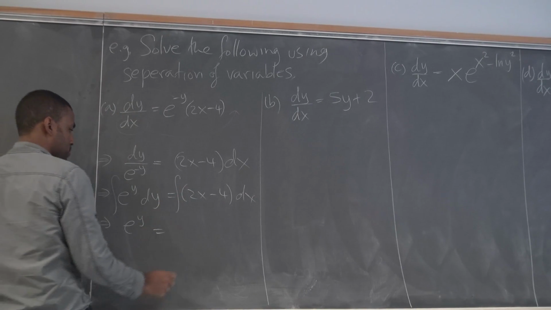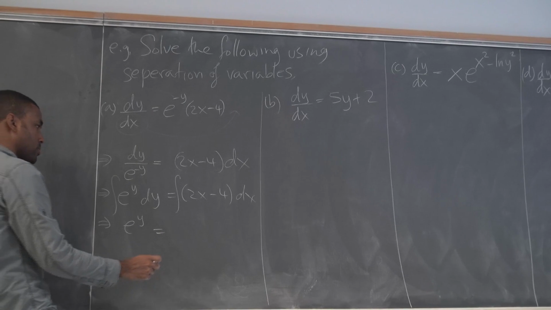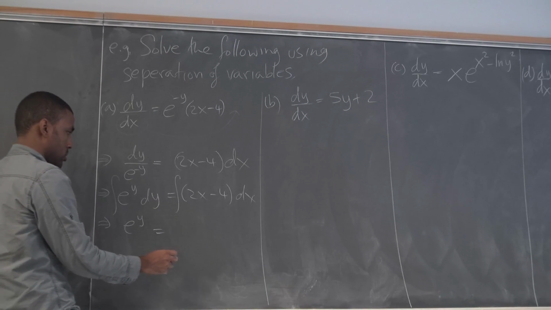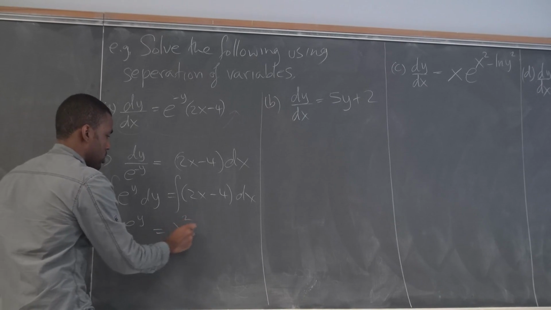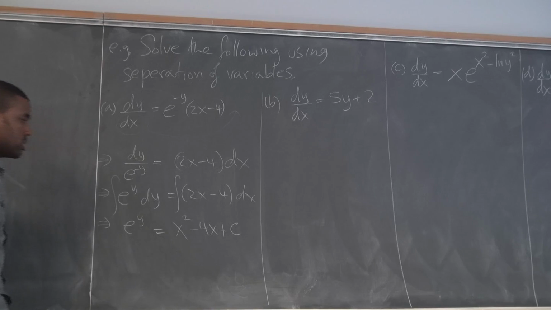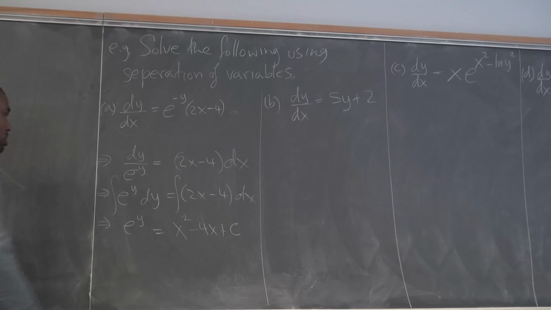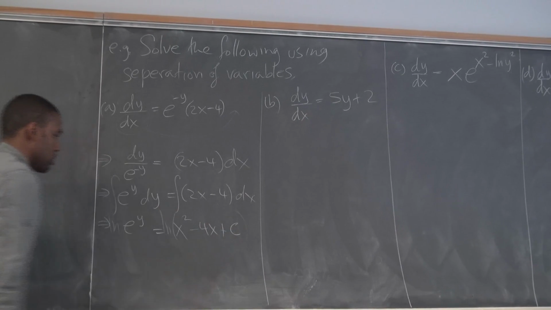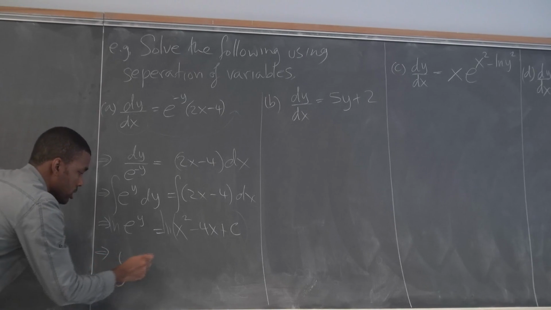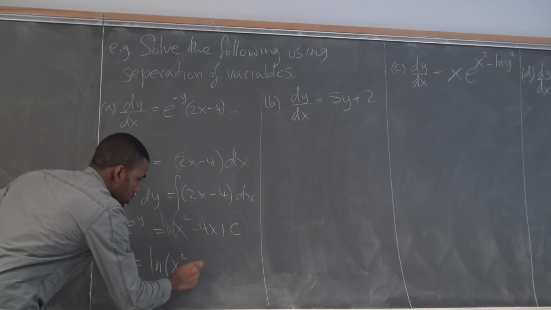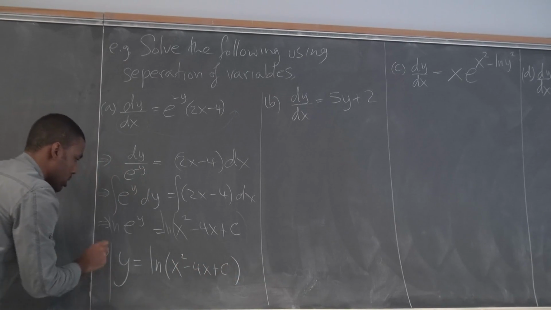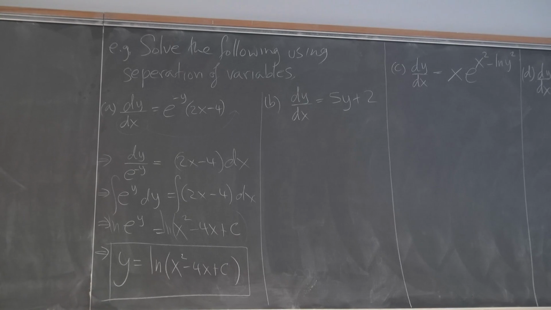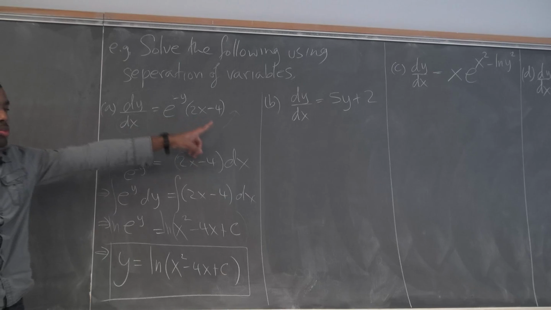Integral of 2x, minus 4x, x squared minus 4x plus c. And how do I get to the y? I want to solve for y. I log both sides to get rid of the e. And so you would end up with y is just ln of x squared minus 4x plus c. That is the general solution to this equation. So if y is this function, then its derivative will be equal to this expression.